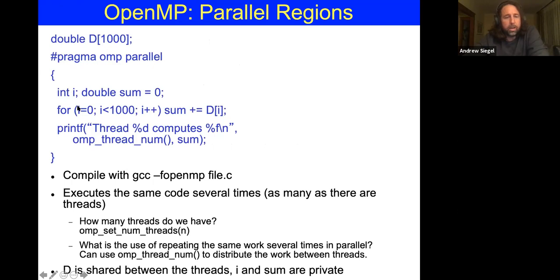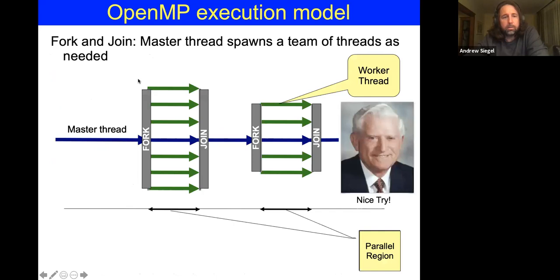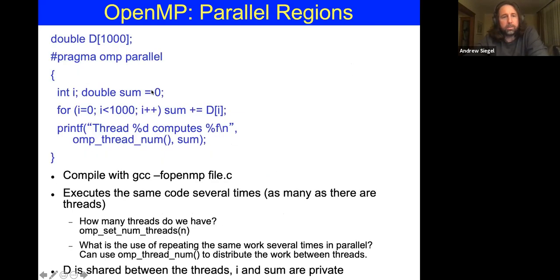Imagine we have this simple loop here. It sums from 0 to 1,000 all the elements of the array D, like in the example that I gave. Okay. Well, if I put this in a parallel section, so pound pragma OMP parallel really corresponds to sort of you hit this point right here. Okay, so you want to spawn a parallel section.